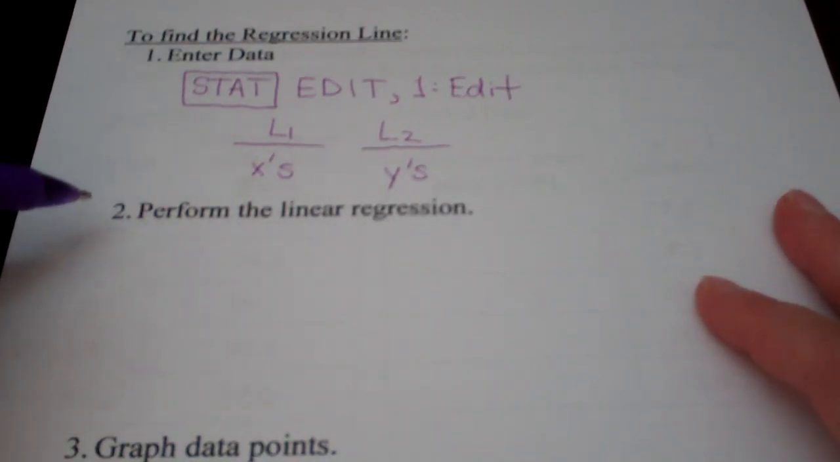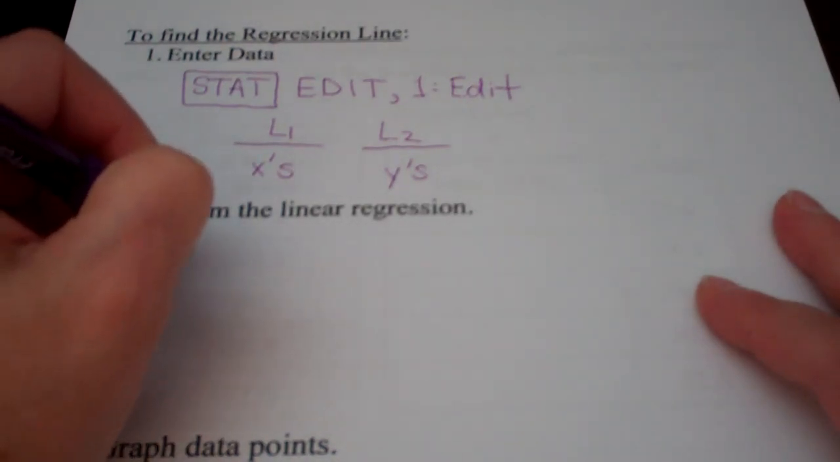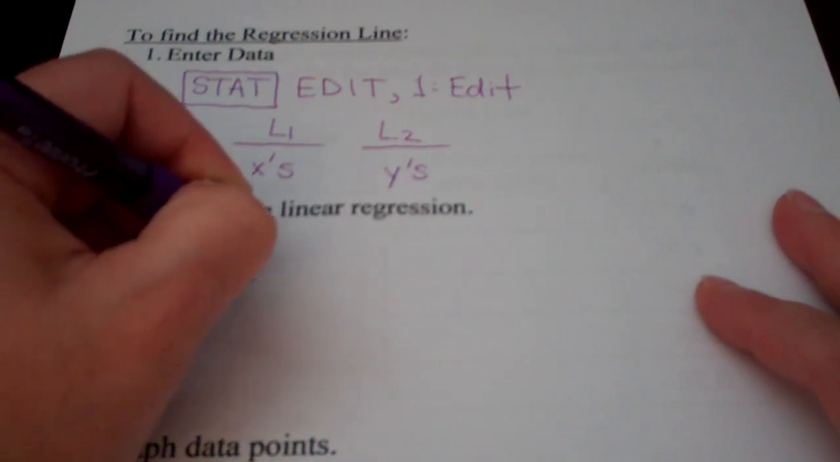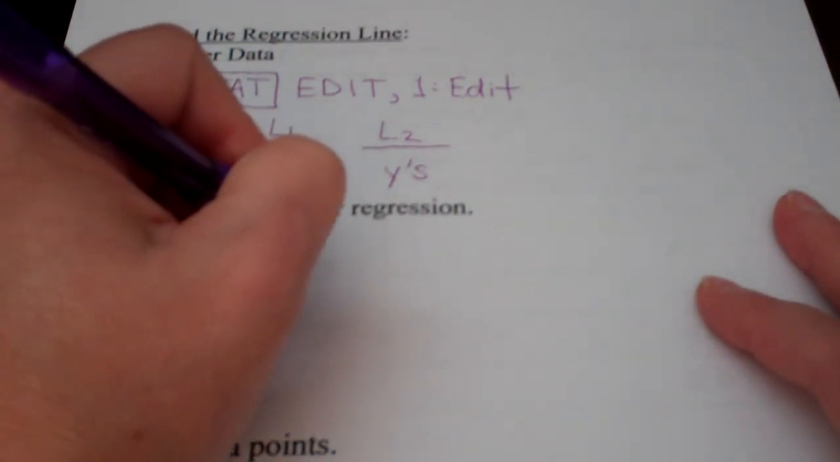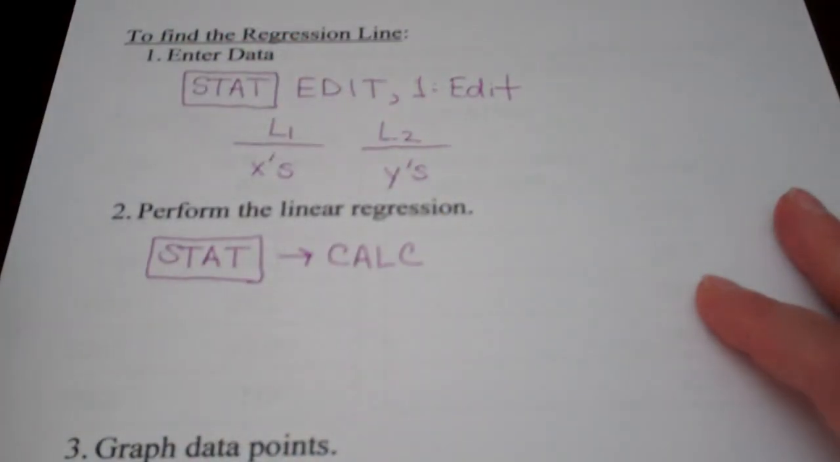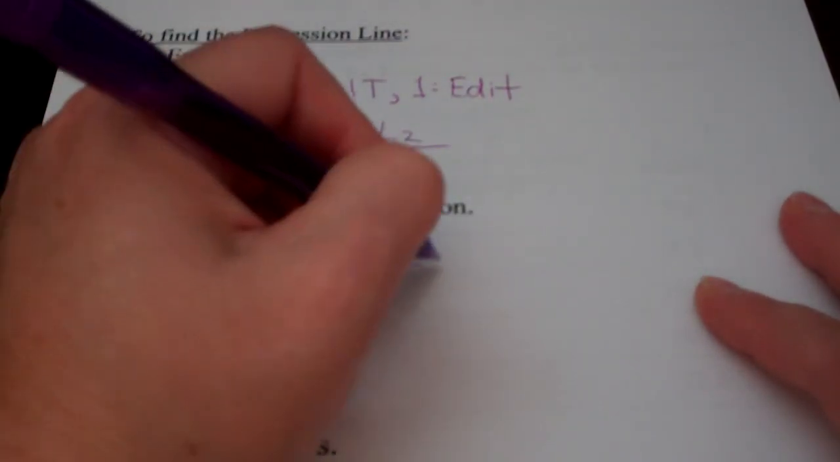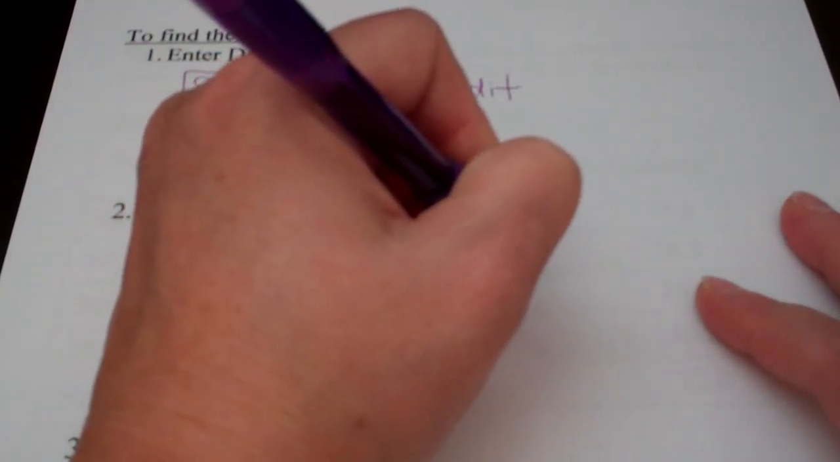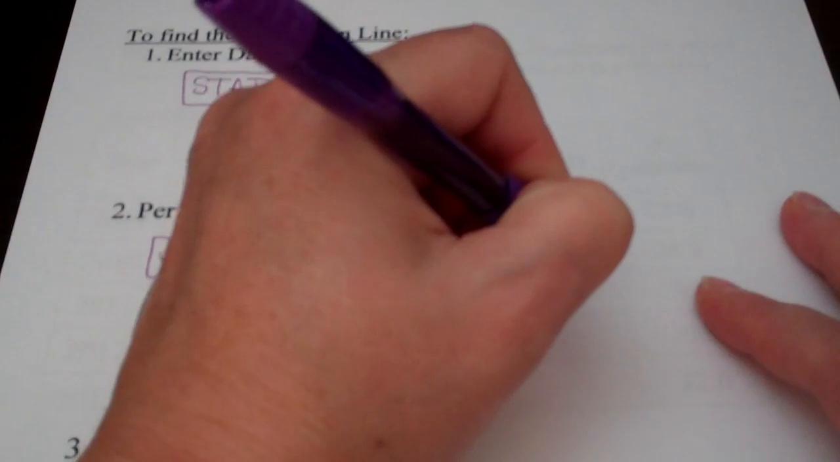The second step is to actually perform the linear regression. Once we have all of our data typed into our calculator, we're going to go back to the stat key. We're going to arrow to the right for the calc menu at the very top. Then we want to choose the fourth choice in that menu, which is the linear regression.